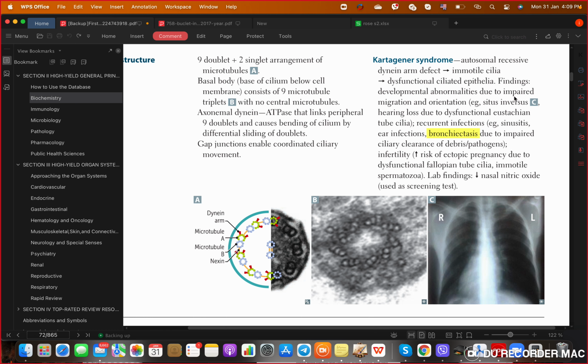So finding will be developmental abnormalities due to poor migration and orientation because of the dynein arm. So they get situs inversus. So their spleen will be where? Where the spleen will be in situs inversus? It will be on the right side, Doc. Correct. Liver? Liver should be on the left side, Doc. Kidney? Kidney? Actually, it's a real question. 2 kidneys, right, Doc? Yeah, but look, normally the kidneys are going to start facing like this. They are going to flip. Yeah, they will stay the same, but they are going to flip.